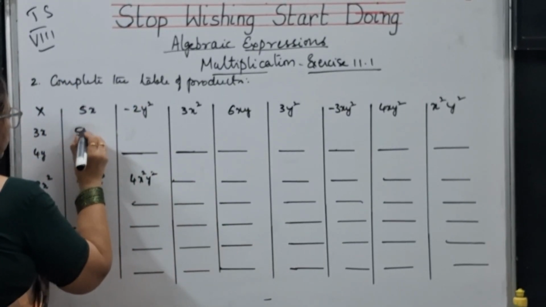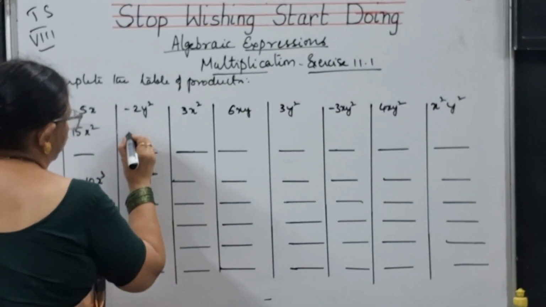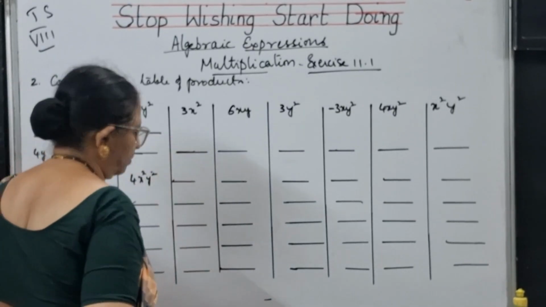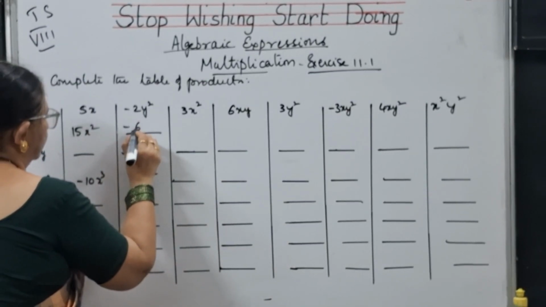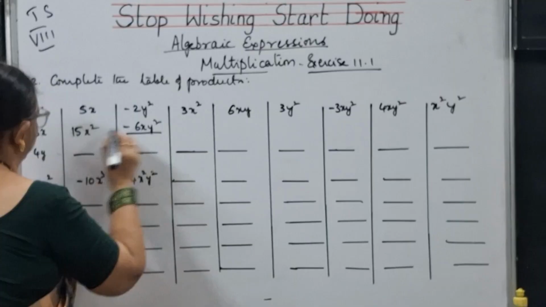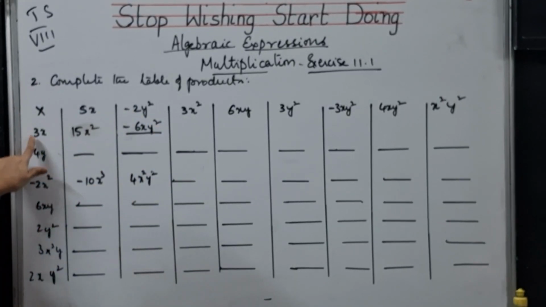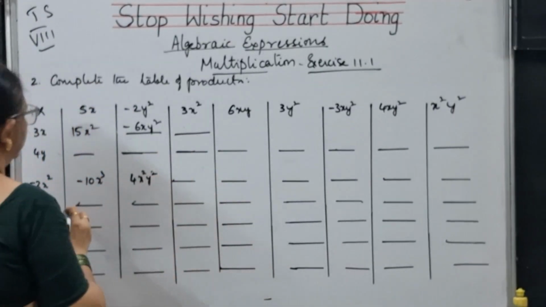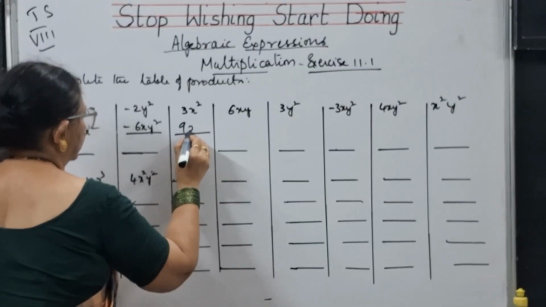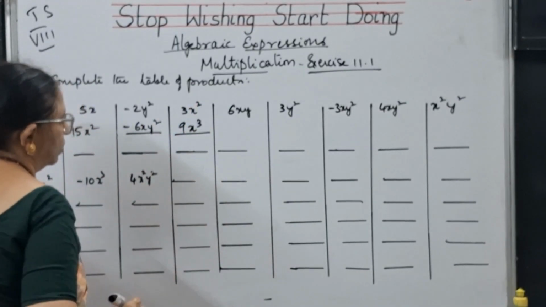This is a 5x, 15x square. Here I have not written the lines, children. So minus 3 2s are 6, x y square. Directly I am saying, children, again plus into plus, plus, two same signs, 3 3s are 9. You have another line here, 3 3s are 9, x, see, this is power 1, 2, 3.